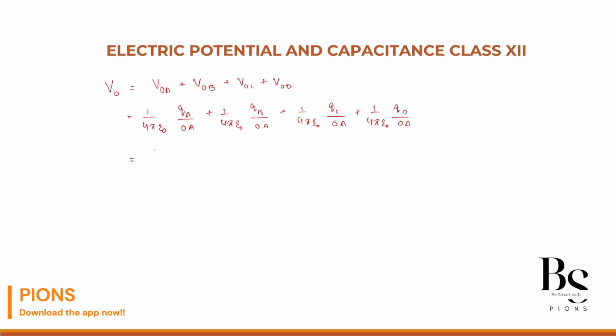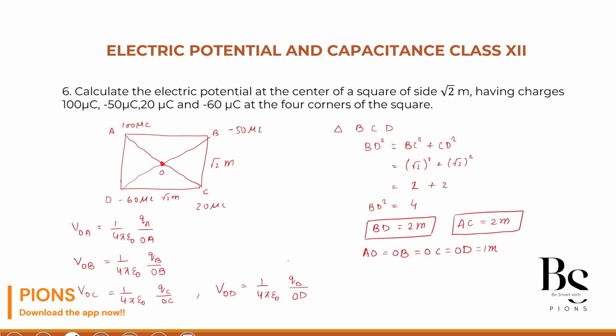Now what is common here? 1 by 4 pi epsilon naught into 1 by OA is common. What are we left with? Charge at A plus charge at B plus charge at C plus charge at D. Correct. Now what is 1 by 4 pi epsilon naught? We already know, 9 into 10 to the power 9. What's the value of OA? 1. Charge at A, let's see the question once again. Charge at A is 100, minus 50, 20 and minus 60.